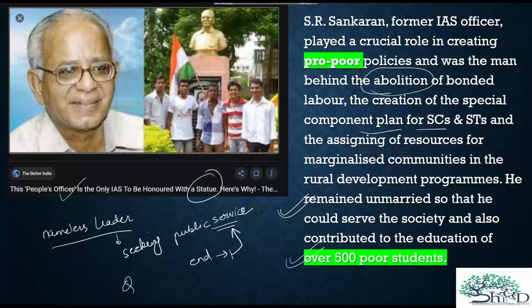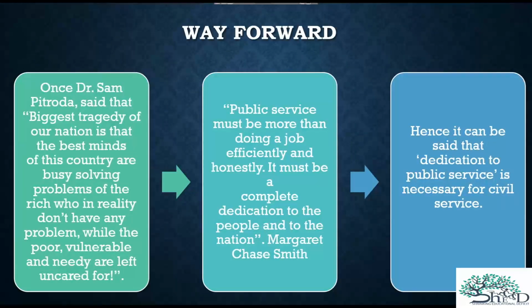Also on dedication, a question can come indirectly: discuss how dedication plays an important role in the success of government services. Since this is our value addition, in this course I have also tried to give you value addition. That is why I start every session except this one with answer writing, because in the main examination that will only matter. I can teach you a lot of things, but if you can't connect them to answer writing, there is no benefit, to be frank.